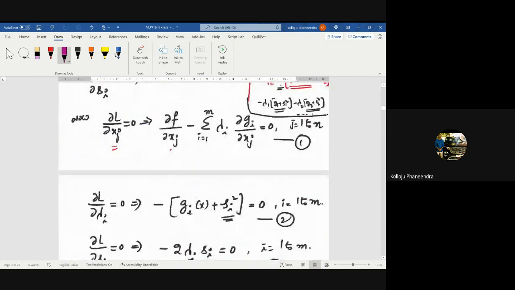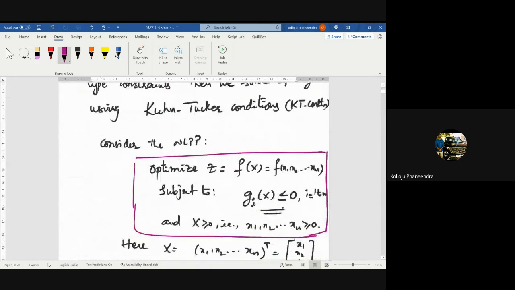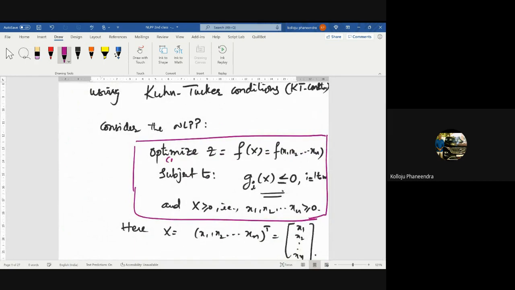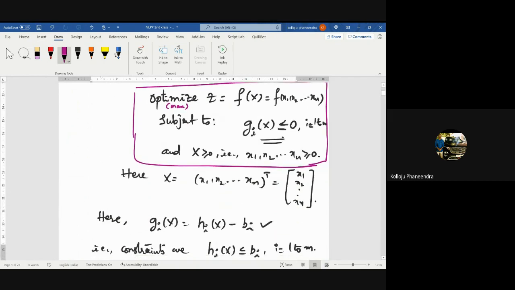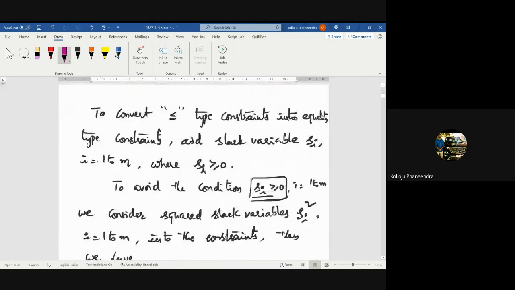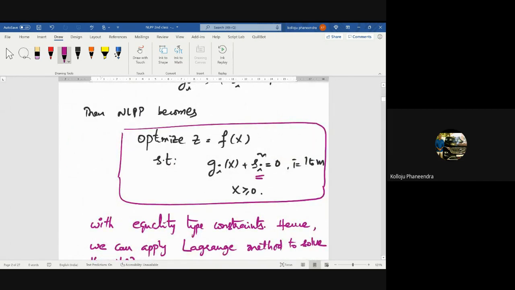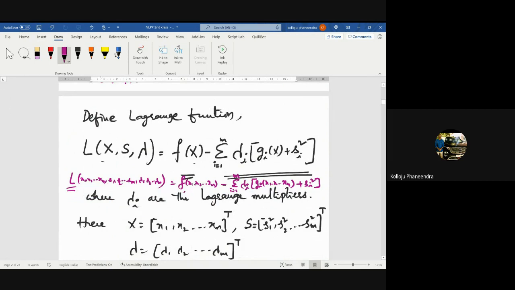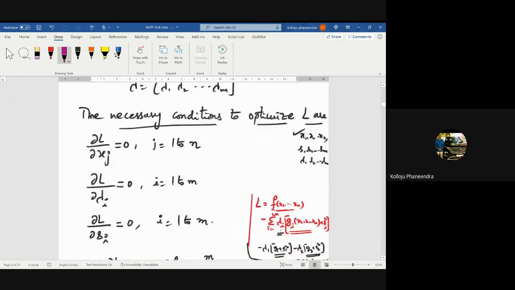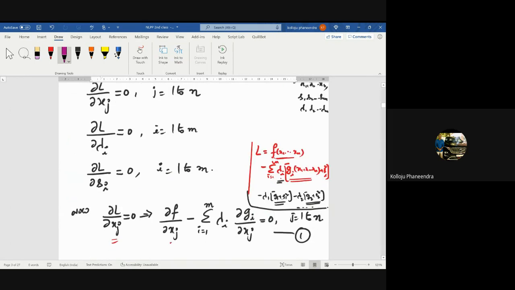I'm just scrolling once again. If any doubts, you can raise the questions in the concept. I'm considering the objective function. In particular, one can take this as maximum, standard notation. Maximum of z equal to f of x, constraints are of less than or equal type only. We convert less than or equal type to equality type by adding squared slack variables. Then the problem becomes a nonlinear programming problem with equality type constraints. So I can apply Lagrange's method. I define the Lagrange's function. The necessary conditions for optimum are the partial derivatives of the Lagrange's function with respect to the unknowns equal to 0.